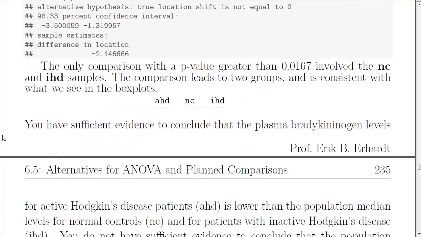All right. Finally, a summary of what we saw. If we sort active, normal controls, and inactive by their medians, this is the ordering, and the lines indicate groups that are not statistically different. The normals and inactives were not different from each other, but were both different from the active group. All right.